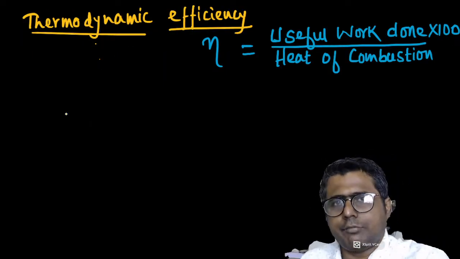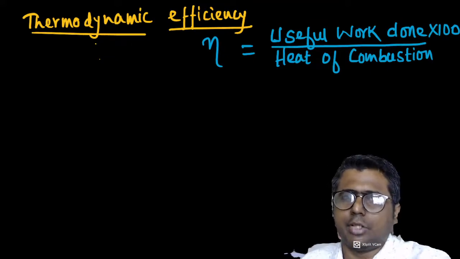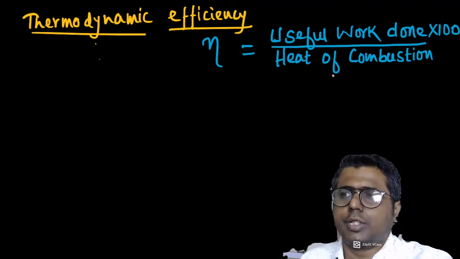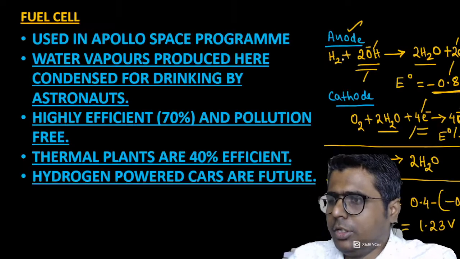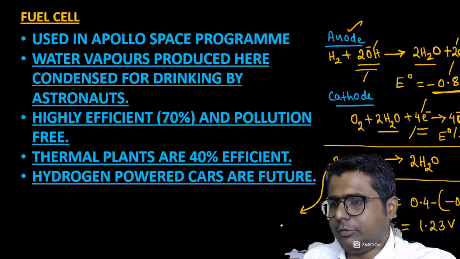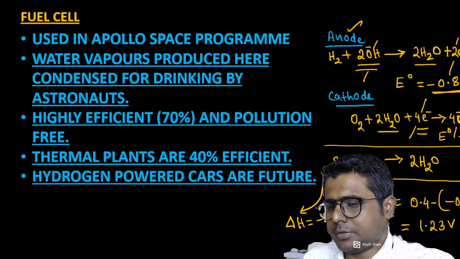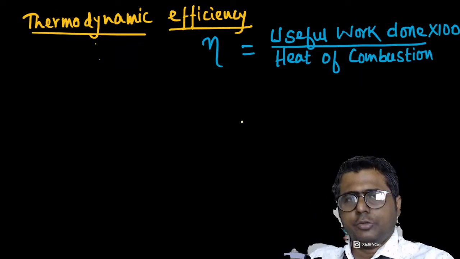What is thermodynamic efficiency? This is the best efficiency that you can get from any machine or any electrolytic or electrochemical cell. So here thermodynamic efficiency is the maximum useful work done divided by the heat of combustion. That is what thermodynamic efficiency is. So if we go into this, the heat of combustion of this reaction is delta H equal to minus 285.8 kilojoule per mole. We will use this value.